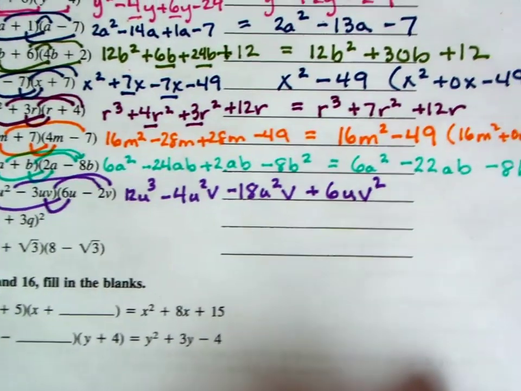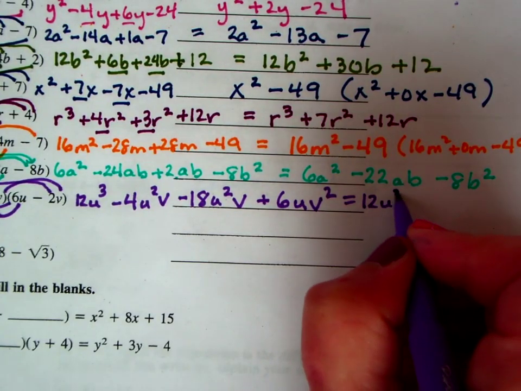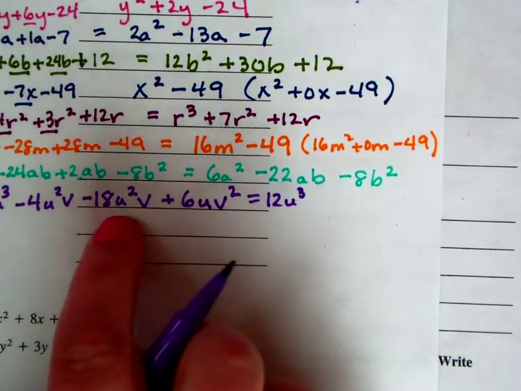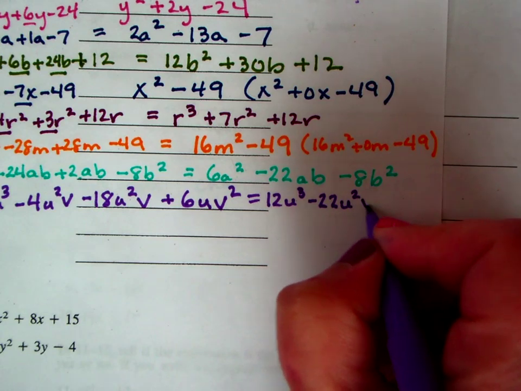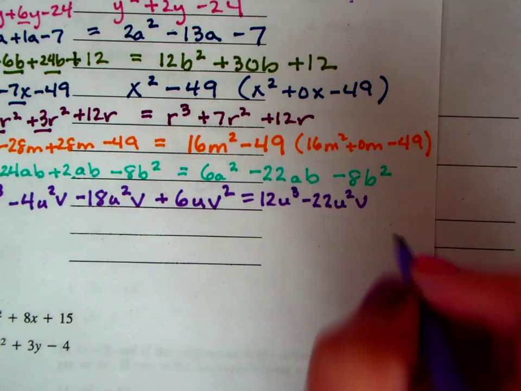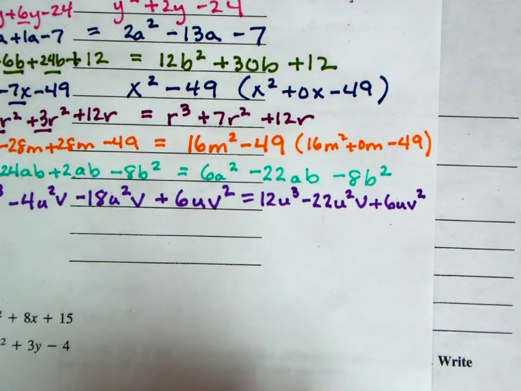Okay, now I can combine the middle terms. So that gives me 12u cubed. Negative plus a negative is still a negative, negative 22u squared v. And then plus 6uv squared.